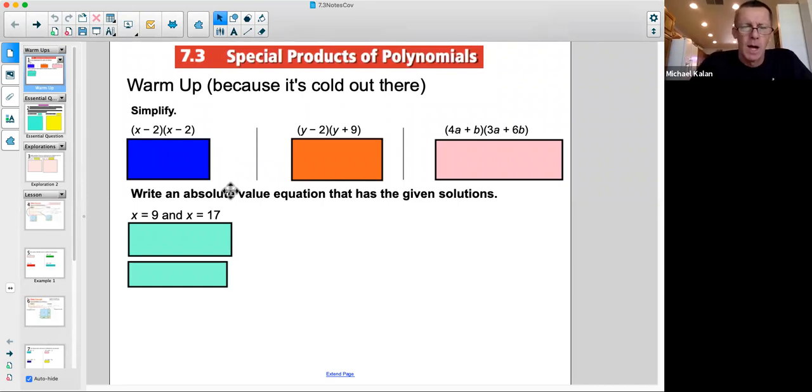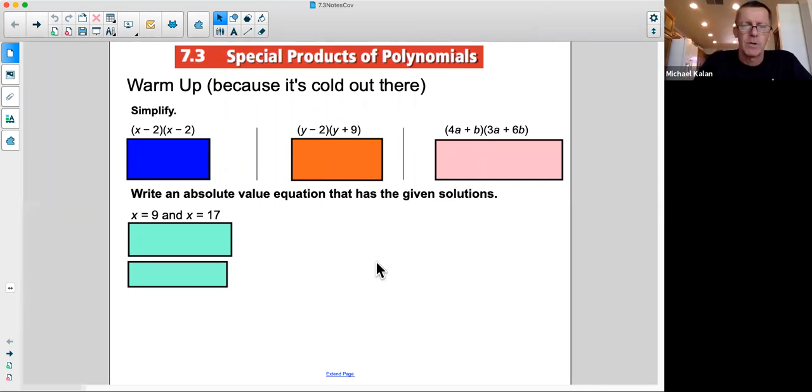Remember, we have a binomial times a binomial in each of these. So what method do we probably want to use? FOIL method, right? First, outside, inside, last. So go ahead and do those. And I want you to look, especially on the first one here, notice what happens. All right, here we go. All right, so you can start the video back up.